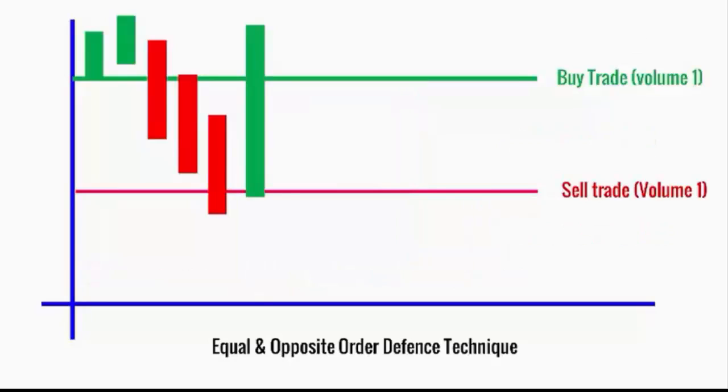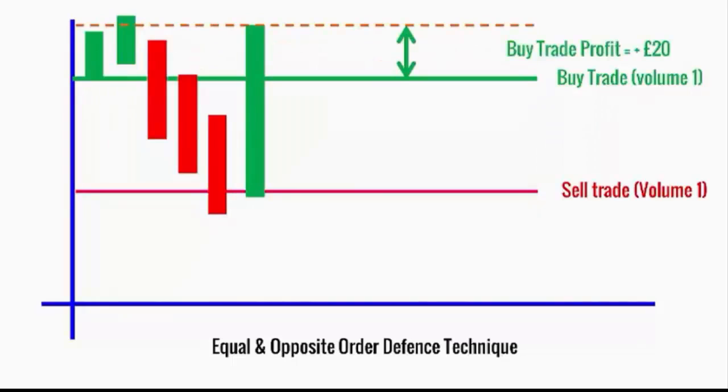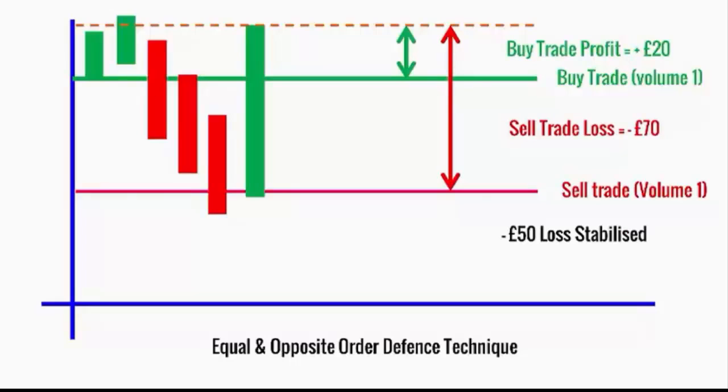Had it gone the other way, had the price increased, then again, no matter what the gap, we would have been at £50. The price has gone up, so the buy trade is now in profit at £20, and the sell trade is in loss of £70. So between them, it's a £50 stabilised loss. Now that's great, we haven't realized the loss, but neither have we eliminated any part of it either. So the next part of this technique is exactly that.